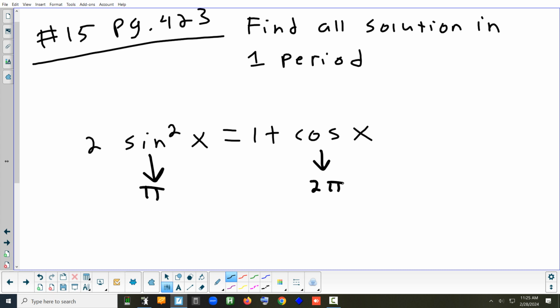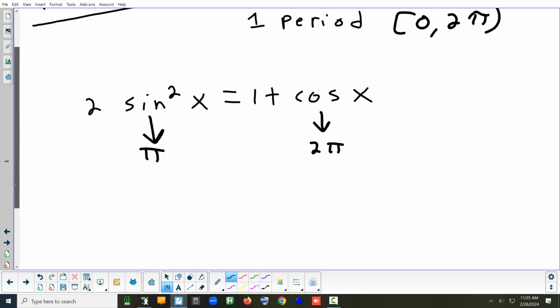So it turns out that the window you need to look in is the same as the last problem. Most of the time it's either 0 to 2 pi or 0 to 1 pi. That's what usually happens.